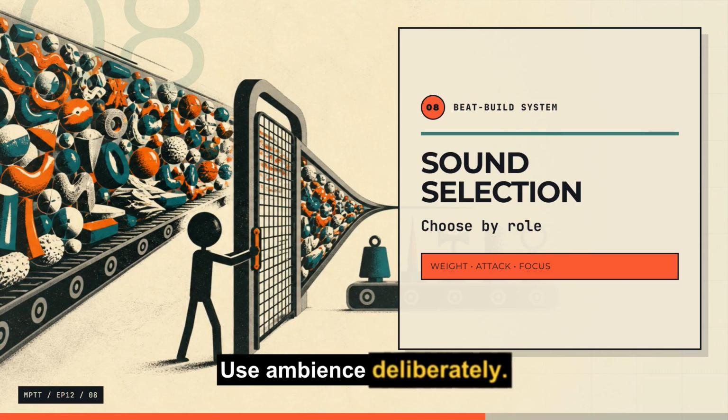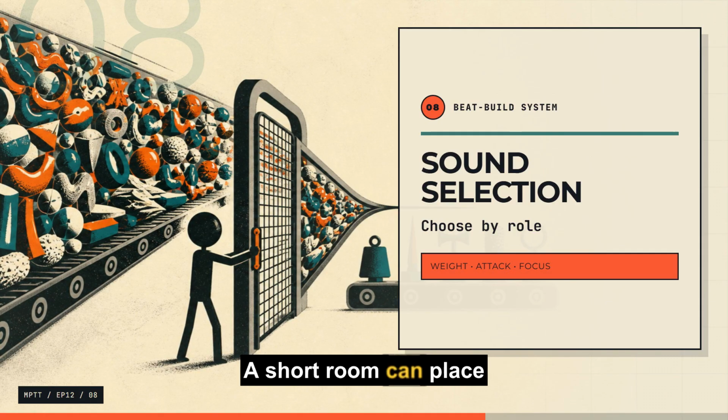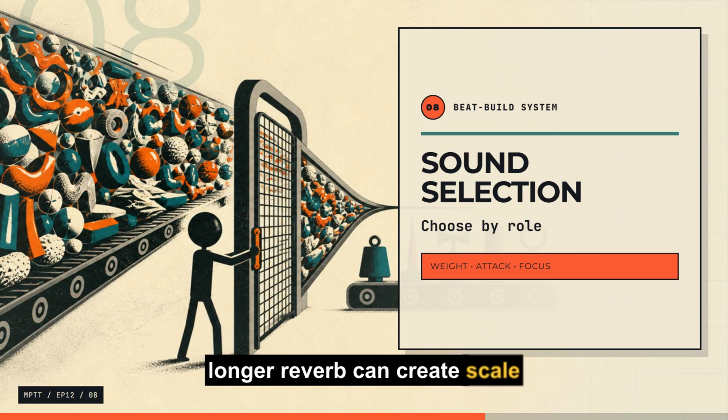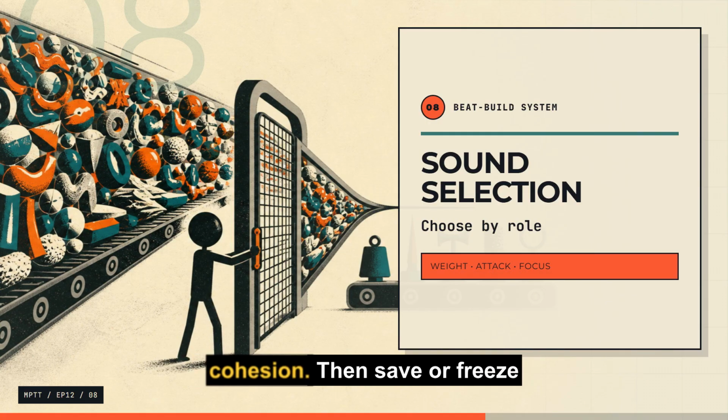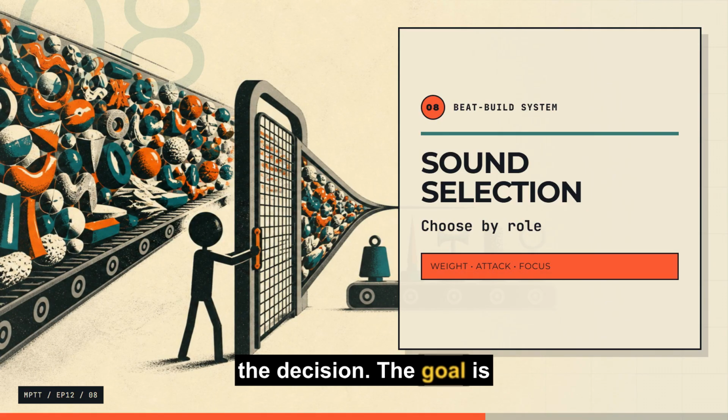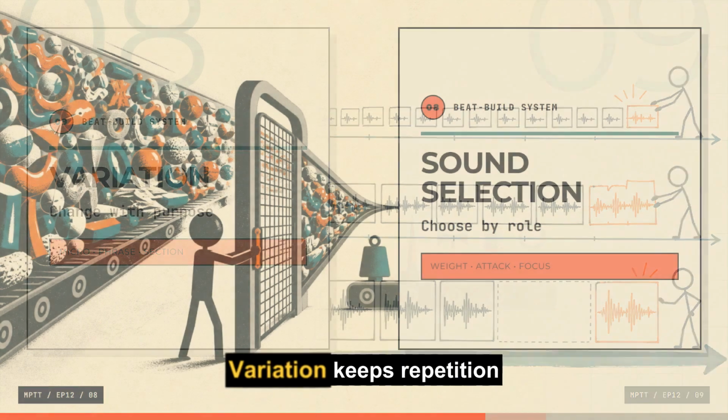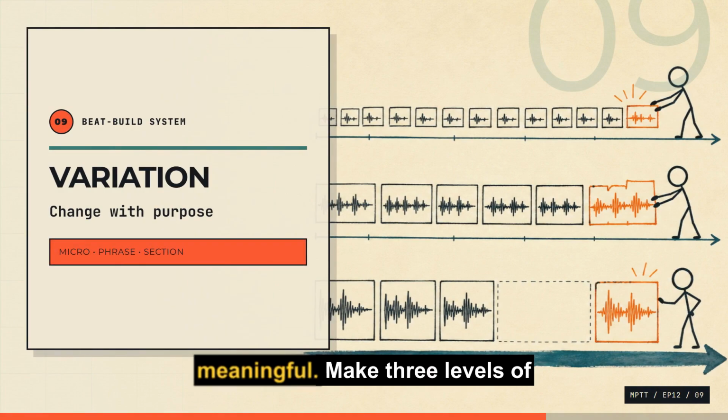Use ambience deliberately. A short room can place sounds in one environment. A longer reverb can create scale but also consume space. Route several sounds to one shared ambience when you want cohesion. Then save or freeze the decision. The goal is a small cast of sounds that reads clearly, not a crowded catalogue demo. Variation keeps repetition meaningful. Make 3 levels of change.